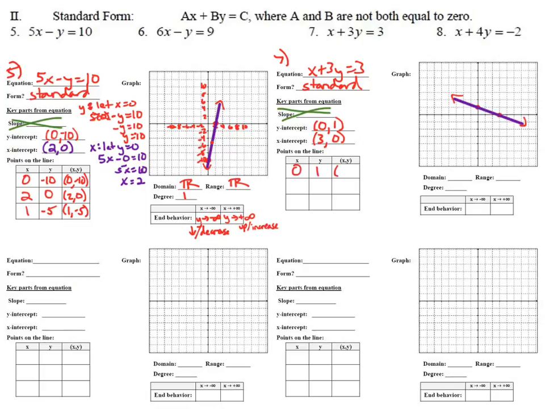So with our points at 0, 1, and 3, 0, we can see, oh, we have a slope of negative 1/3, down 1 to the right 3, so we can quickly find another point at 6, negative 1. And again, domain, all real. Range is also all real with the degree of 1.